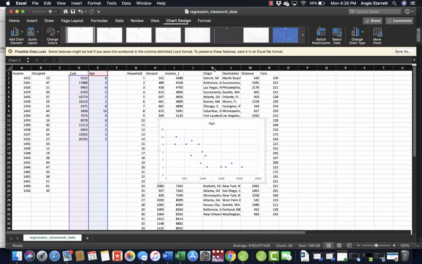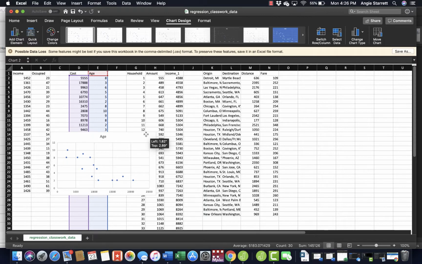And we want to insert a scatter plot. So what do we see here? Clearly, as age increases, the value goes down. In other words, well, again, it'd be nice if these were flipped, which we can do. Let's see, we can go ahead and do that.